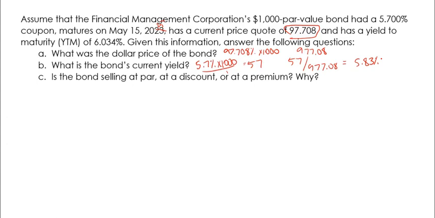We know that because the par value is $1,000. So we know the price is going to increase because as the bond approaches maturity, the price converges to that par value. This bond is trading at a discount because it is trading below $1,000. Its price quote is below 100.